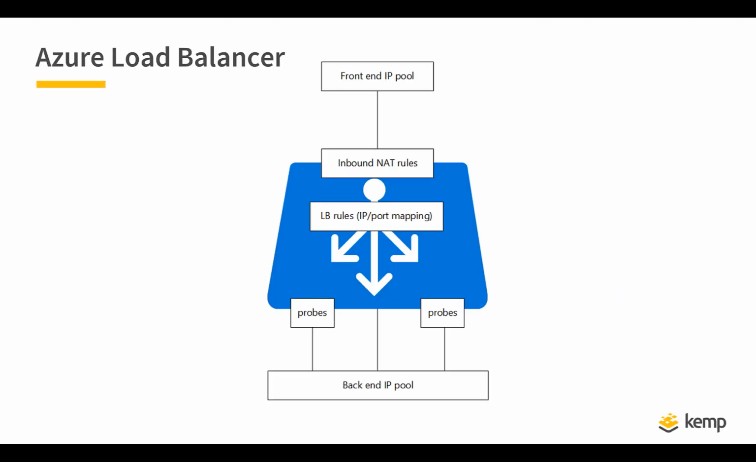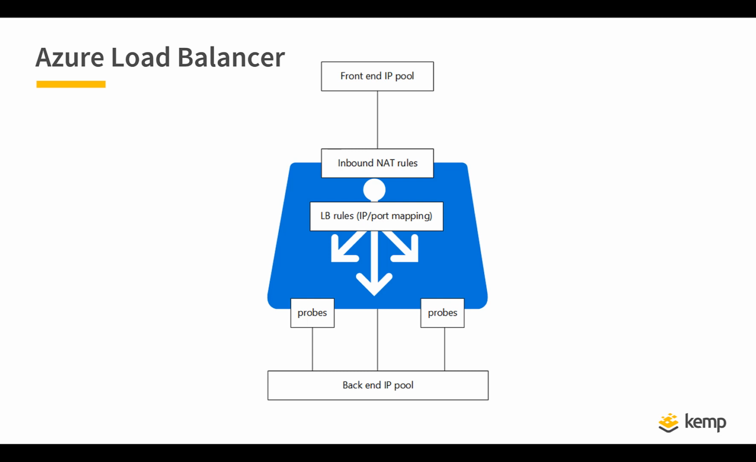First of all, within the Azure Load Balancer components, we will have a front-end IP pool, which is the IP address of the load balancer. It is the point of contact for clients and can be either public or private IP addresses. Then we will have the capability to set up the inbound NAT rules.